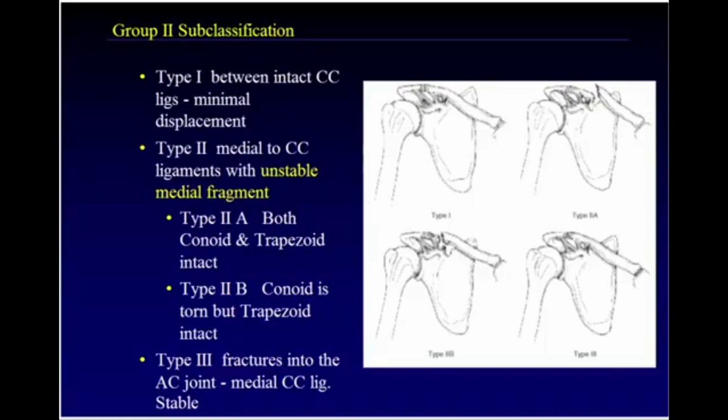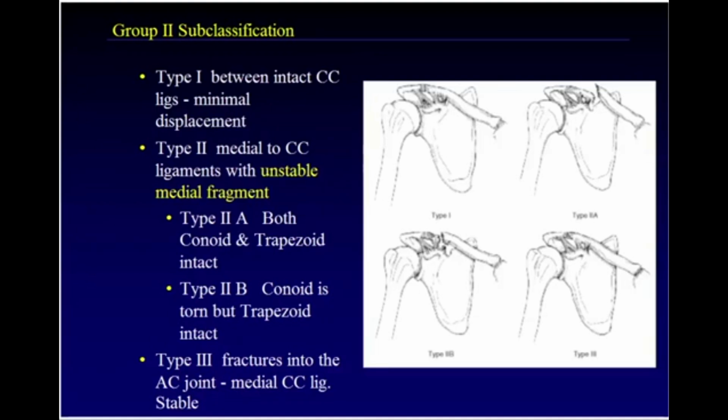Type 2 fractures, or group 2 fractures, again, are the fractures of the distal end of the clavicle, and those fractures are the ones that you really need to pay attention to because they have some nuances. Group 2 fractures have been subdivided into 5 different types. Type 1 fracture, which you see here, is a fracture between the intact coracoclavicular ligaments, and those fractures will typically have very minimal displacement and can be very effectively treated non-operatively.